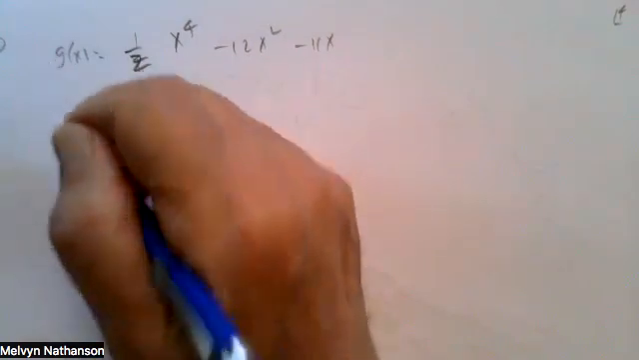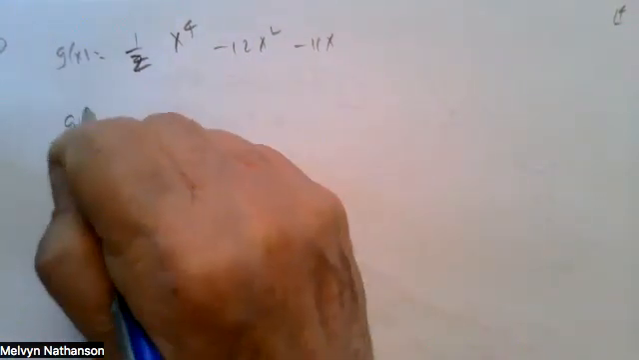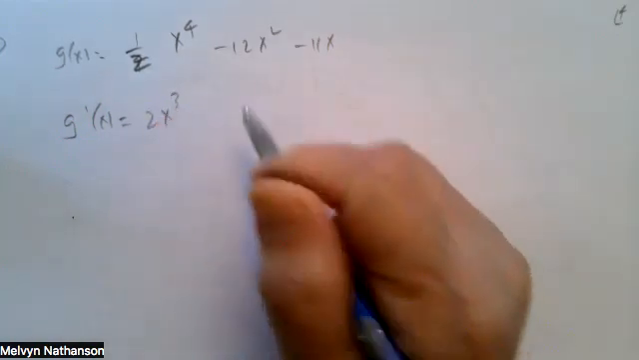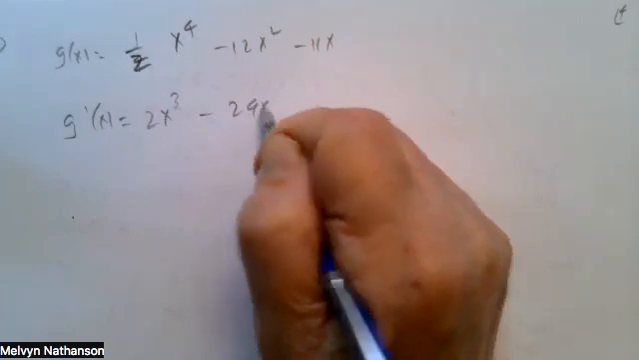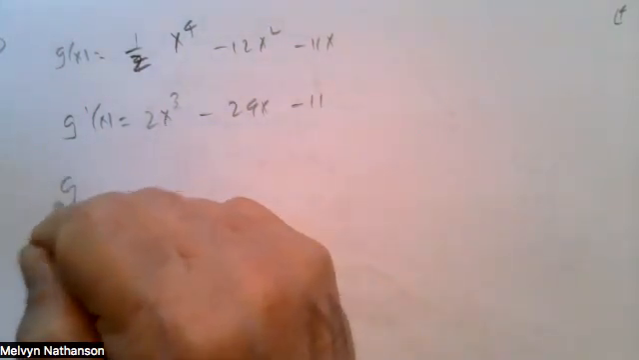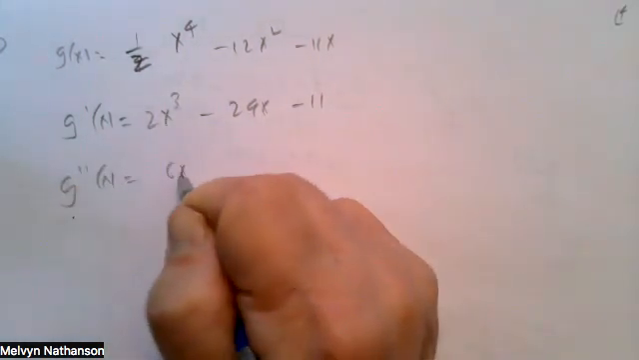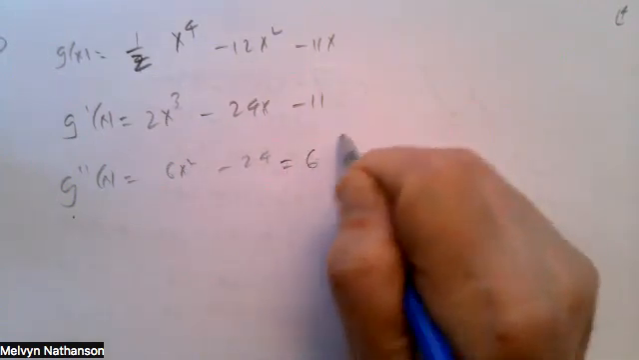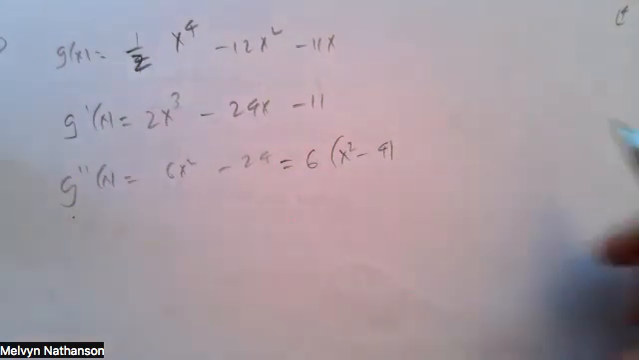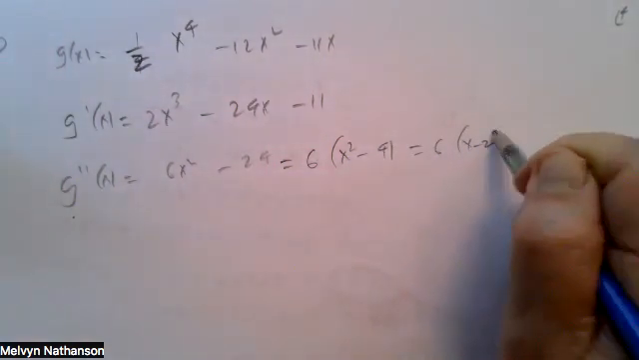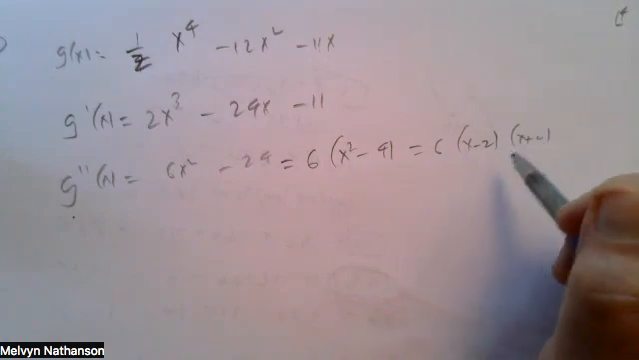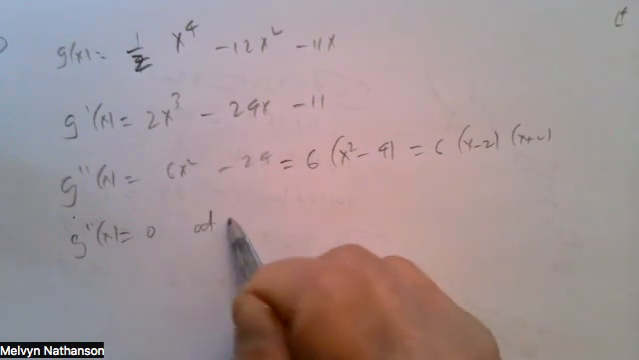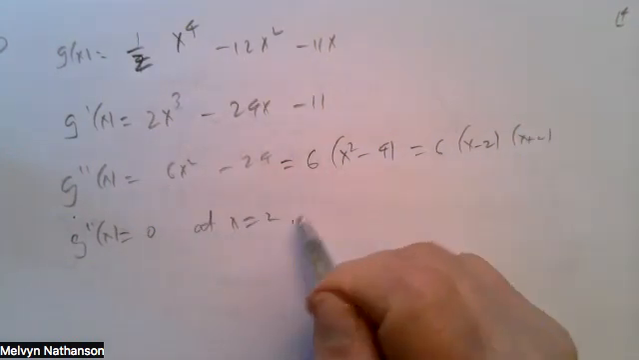So for concavity and inflection points, we need the second derivative. The first derivative is 4 over 2, that's 2x cubed, minus 24x minus 11. And so the second derivative is 6x squared minus 24. So if you take out the 6, that's 6 times x squared minus 4. So that's 6 times x minus 2 times x plus 2. And g double prime of x is 0 when x equals 2 or negative 2.